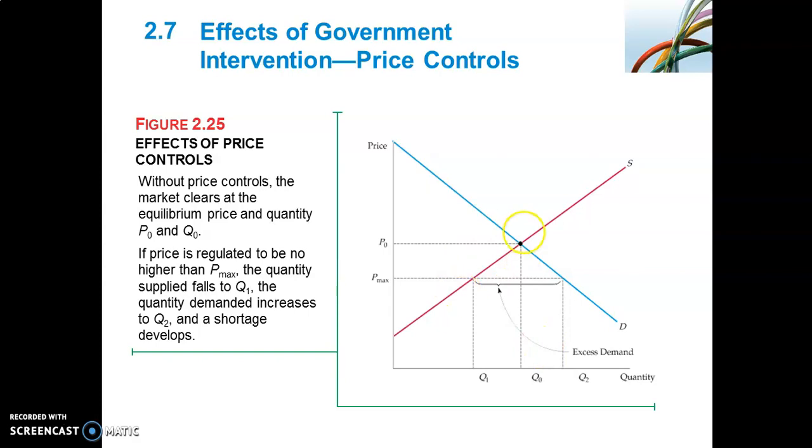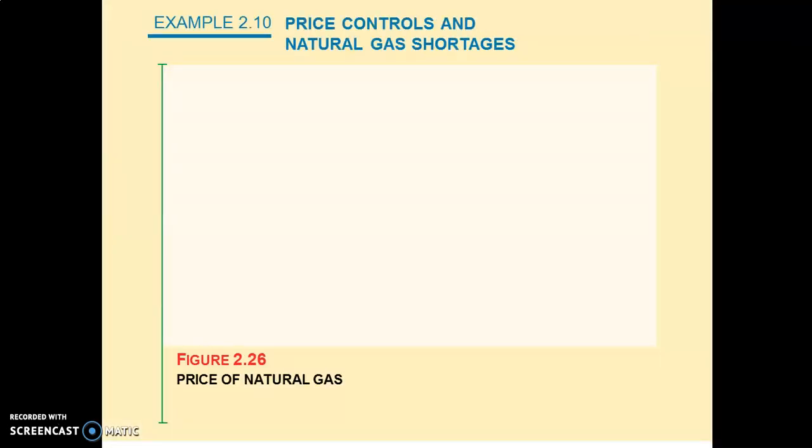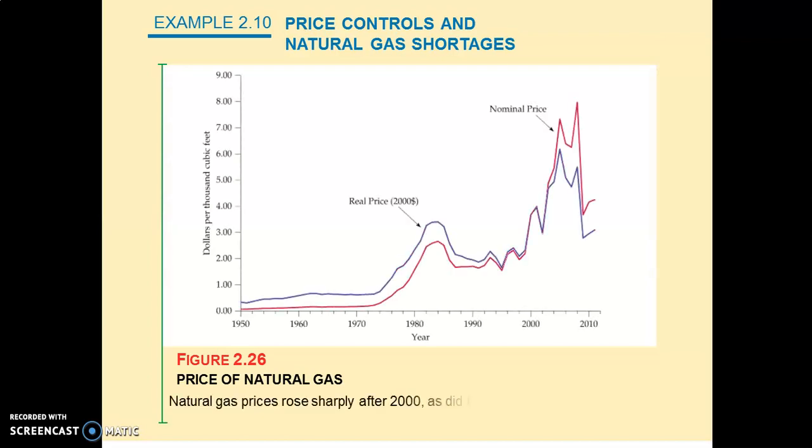You should similarly be able to evaluate a scenario where there is a minimum price, Pmin, which would be an example of a price floor. Slides 51 and 52 just present further examples on price controls and natural gas shortages. Please work through these to further support your understanding. And that concludes the chapter.